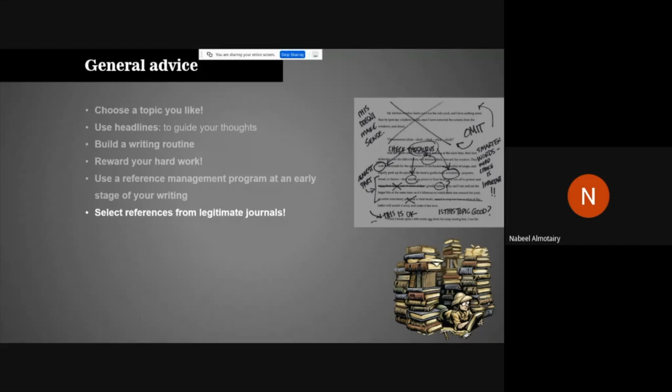And it's really important that when you write, you try to select references from legitimate journals. That's really important for your reputation and for your success in getting your paper accepted in different journals.